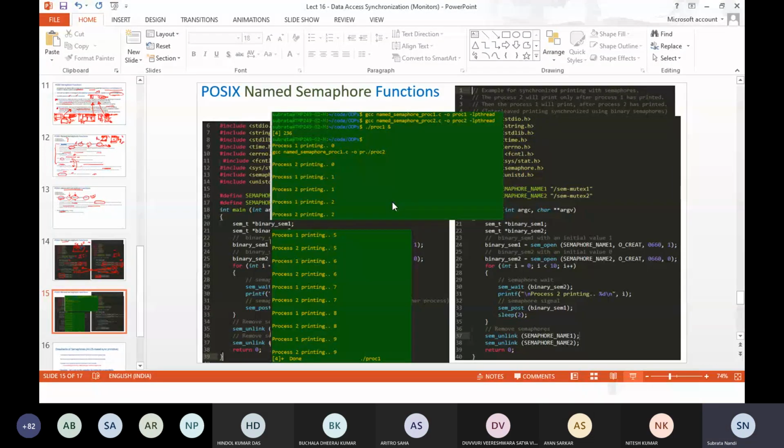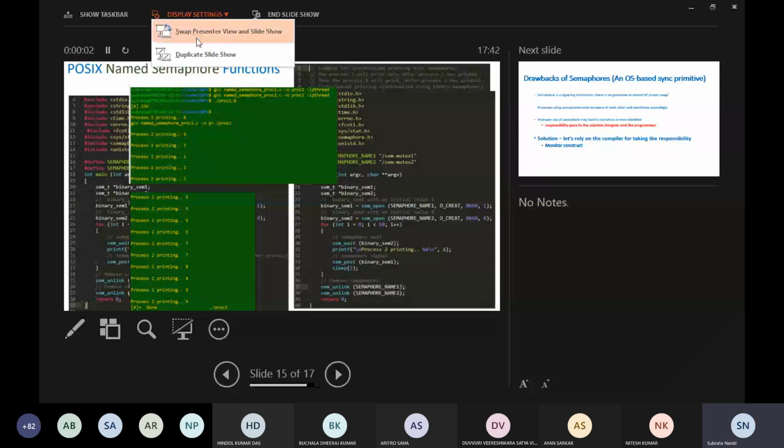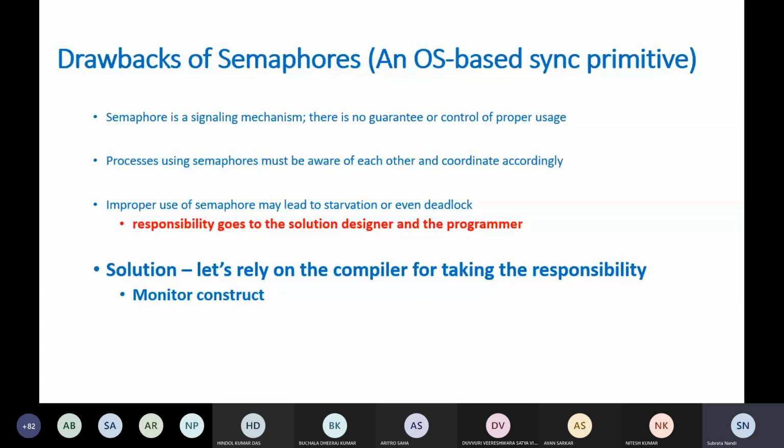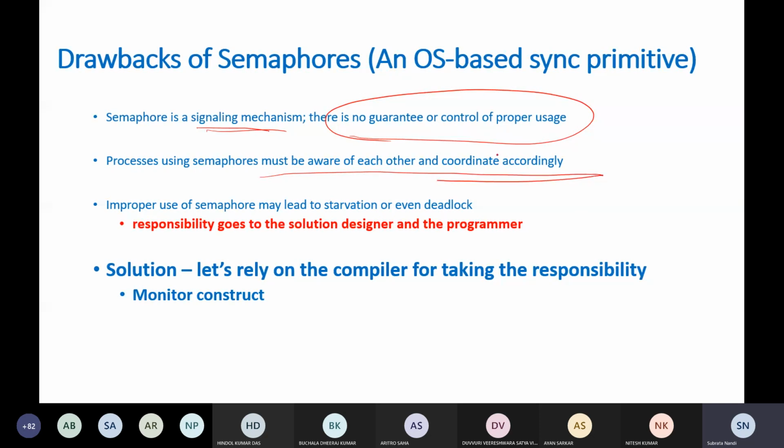Okay, so this will be the last slide. This is the drawbacks of semaphores. What are the drawbacks of semaphore? Semaphore is a signaling mechanism, as we found with so many examples and scenarios. But the unfortunate thing is, there is no guarantee or control of the proper usage. The processes using semaphore must be aware of each other and coordinate accordingly.